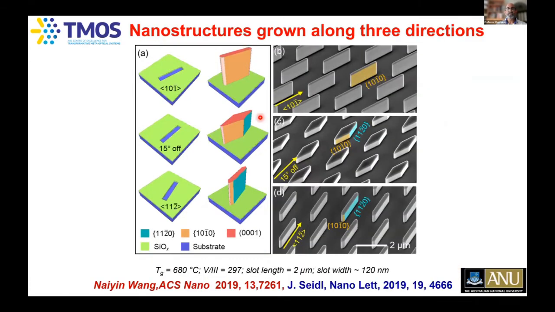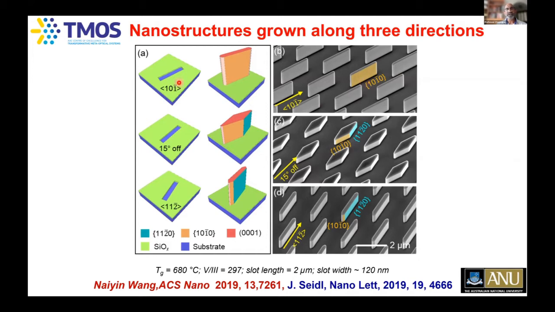So here is a case where Nain Wong opens the slot along this particular crystallographic orientation. Then you can see that he heats it up to 650 to 750 degrees Celsius and introduces the gas needed for the growth of indium phosphide. You get these beautiful nanomembranes with these sidewall facets here.